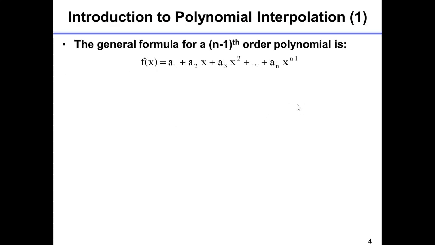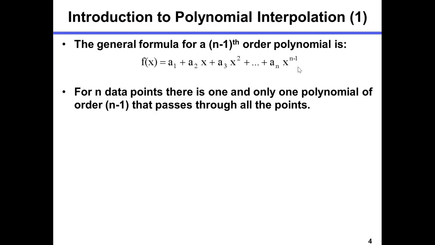So we are talking about the polynomial, right? It makes sense that we would have the polynomial equation here. With this polynomial equation, we would say a1, a2x, and it can go to x to the power n minus 1. Let's consider this as our equation. For n data points, there is one and only one polynomial of order n minus 1 that can pass through all of the data points that you have.